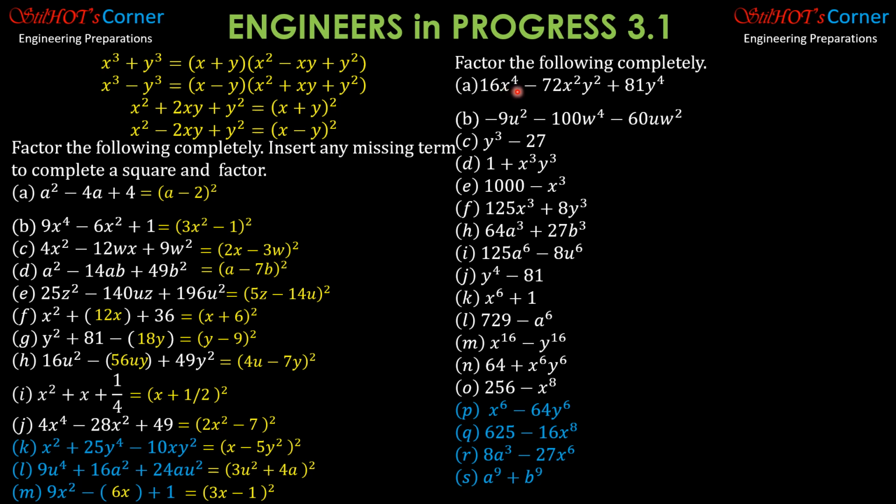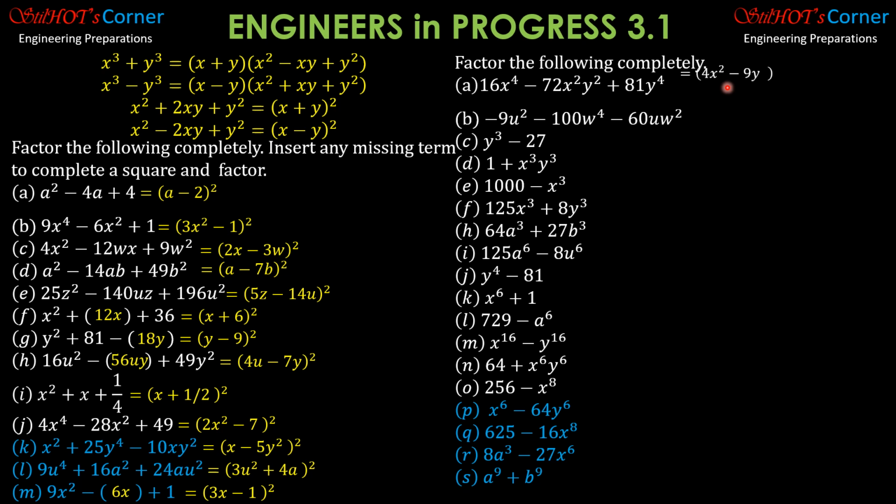16x⁴ is a perfect square. 81y⁴ is a perfect square. Therefore, the square roots are 4x² and 9y². The product 4x² times 9y² is 36x²y², times 2 is 72x²y². So this is a perfect square trinomial written in the form (4x² − 9y²)².